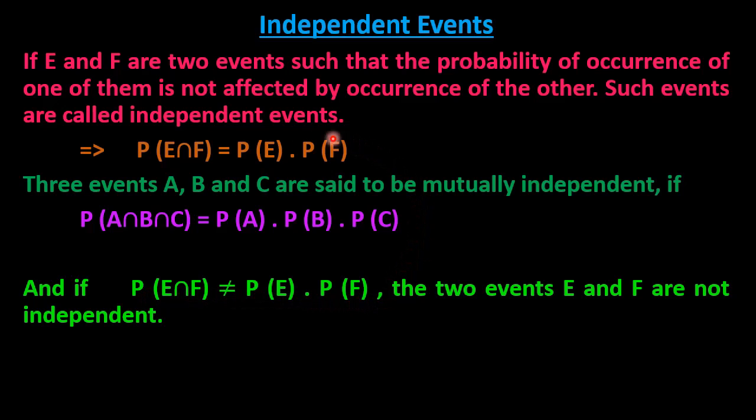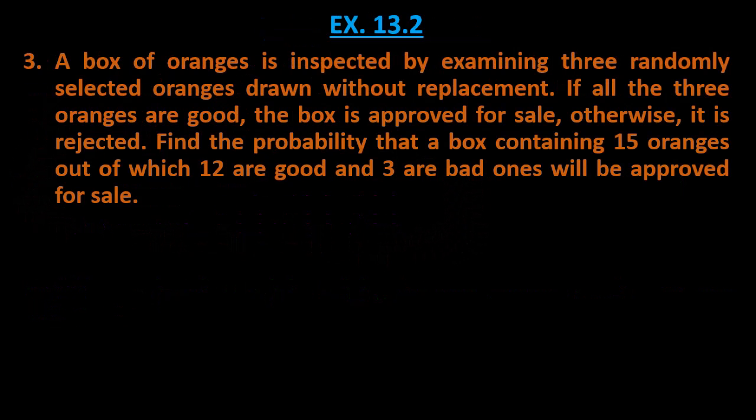So we can use this formula only if the events are independent to one another. Now let me solve question number 3 of exercise 13.2, and the question is, a box of oranges is inspected by examining 3 randomly selected oranges drawn without replacement. If all the 3 oranges are good, the box is approved for sale, otherwise it is rejected.